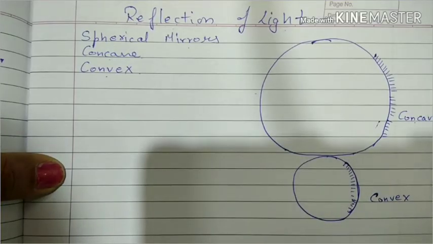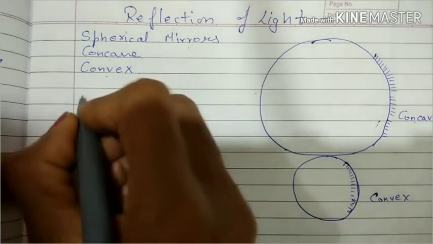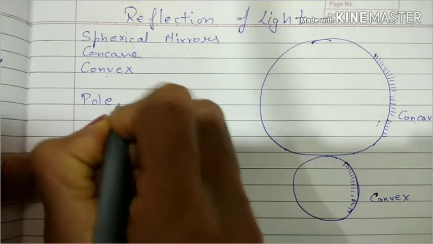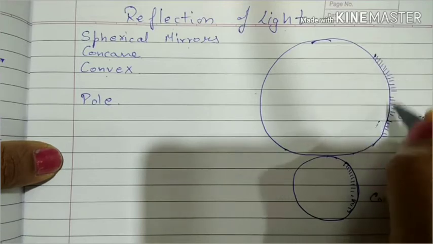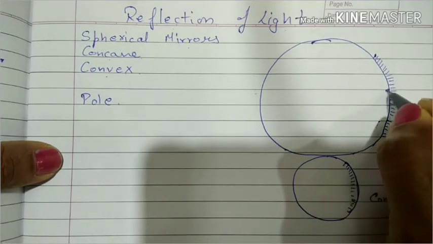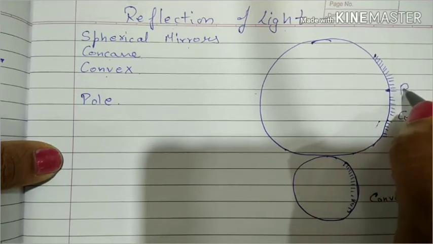Now let's look at the terminology. So first we'll consider what's a pole. Pole is the center of the mirror surface. So let's say if this is the reflecting surface and this is the mirror, let's consider this as the center. So this is the pole of the mirror, and let's denote it by P.